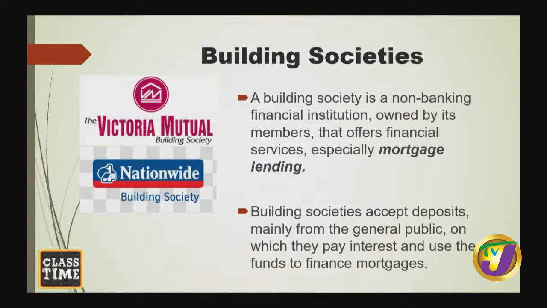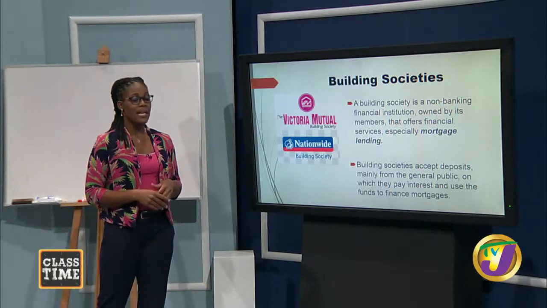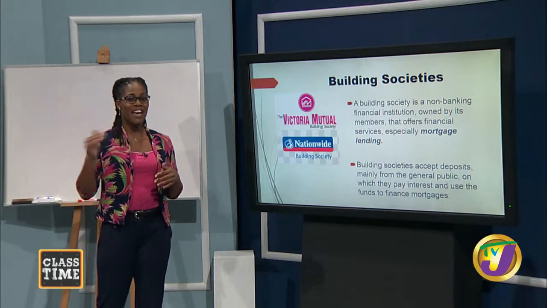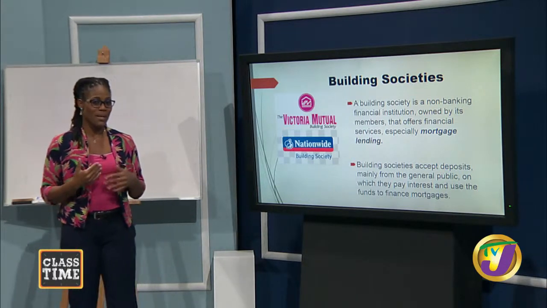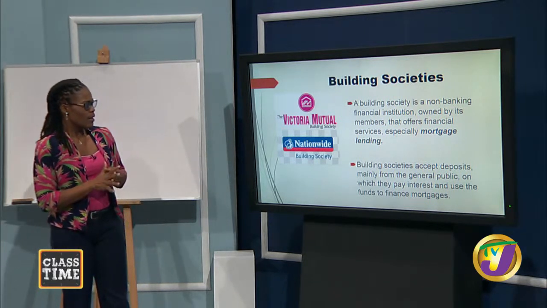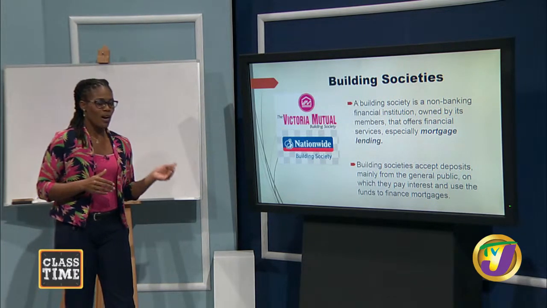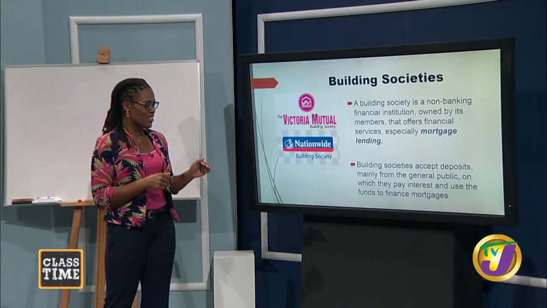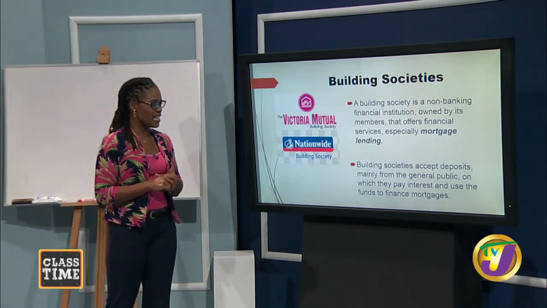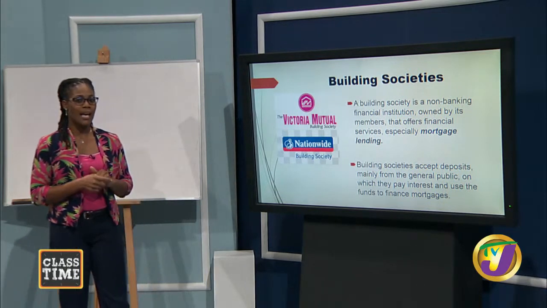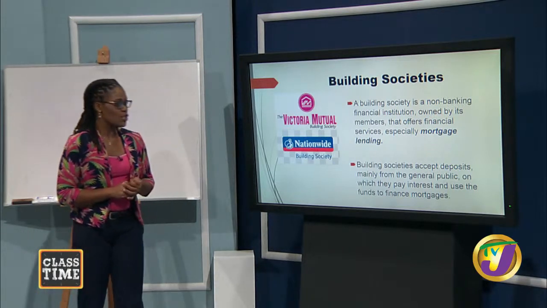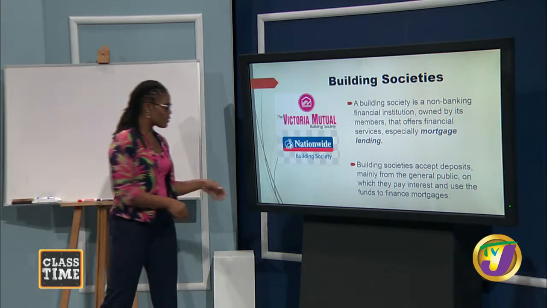Now, building societies accept deposits mainly from the general public, on which, of course, they pay interest. See how many times the term interest came? And in this context, is interest a reward or a charge? So you have a deposit and you get interest, then in that sense, interest becomes a gain or a reward. So they pay interest and use funds to finance the mortgages.